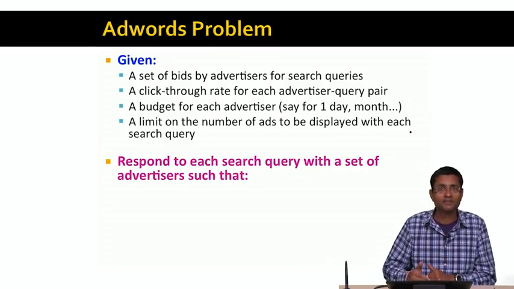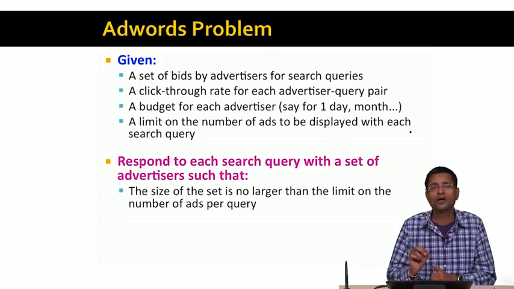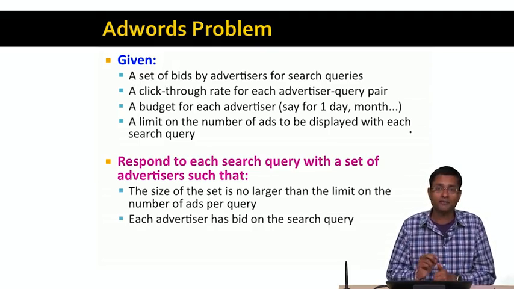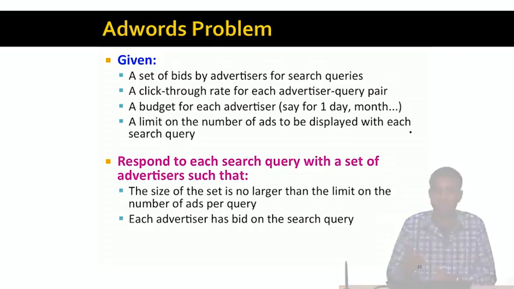Now, the AdWords problem is, given all these, to respond to each search query with a set of ads. We have to find a set of ads so that the size of the set is no larger than the limit of the number of ads per query. We also have to make sure that we only show advertisers who actually bid for the search query. Otherwise, we are not going to get paid.